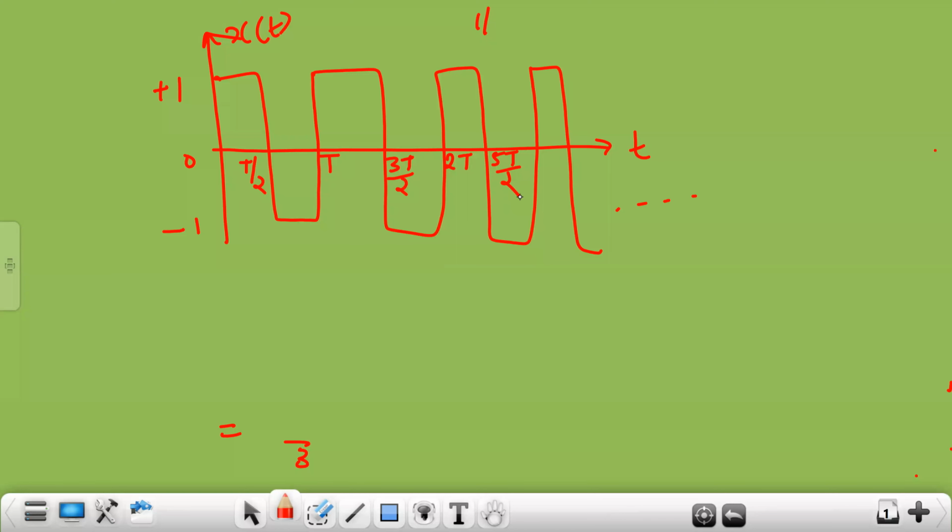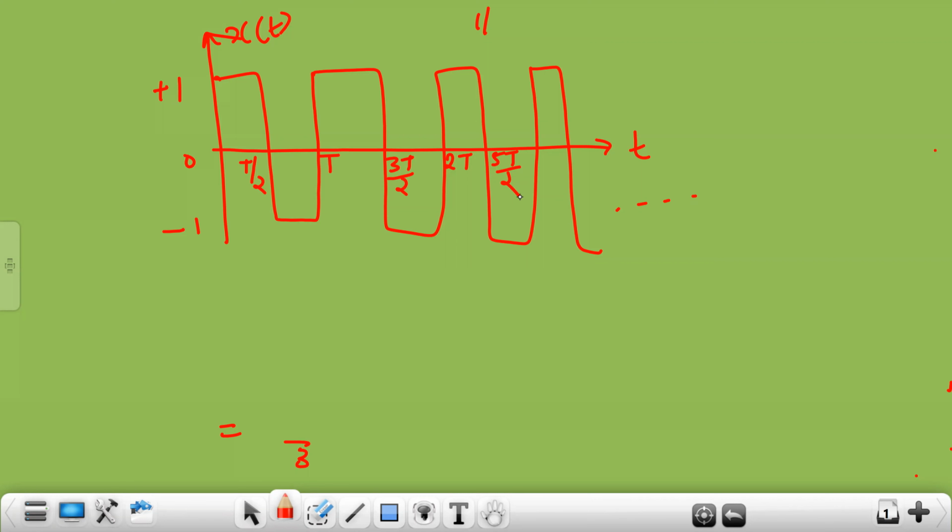Okay, x of t is given to you. And now you need to find the power of the signal. You can read the question once more. You are going to determine the average power of the square waveform shown in the figure. So don't bother about the energy of the signal. You need to find power alone. So what is the amplitude of the signal? It is +1 at the positive side and -1 at the negative side.